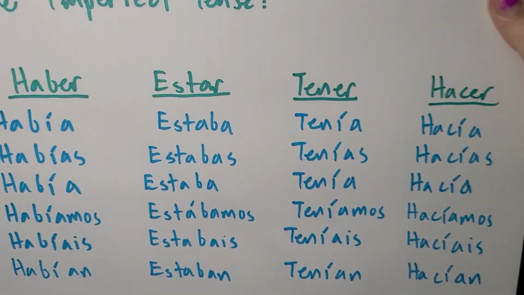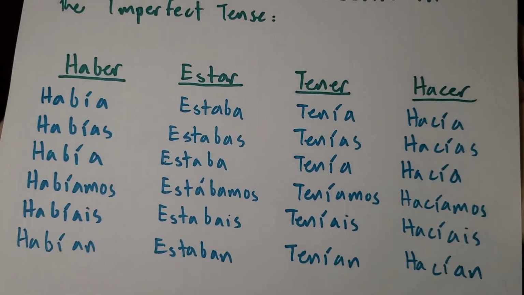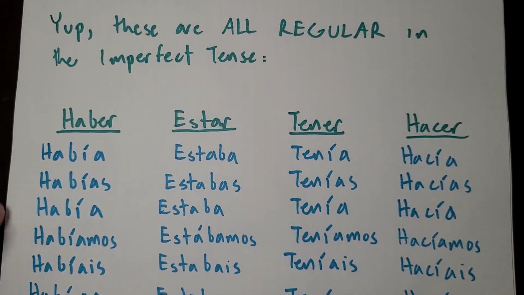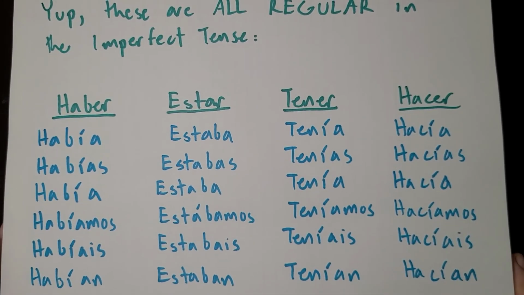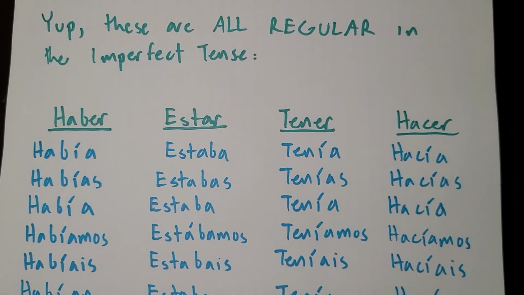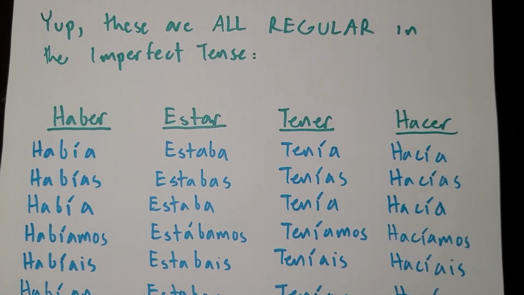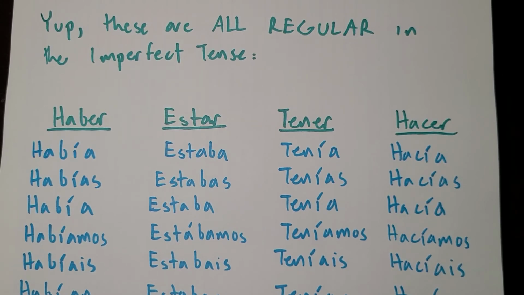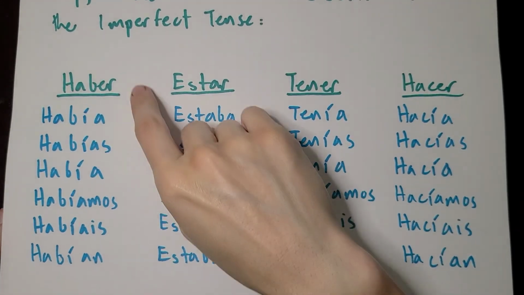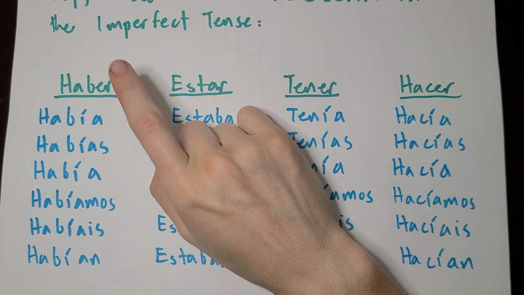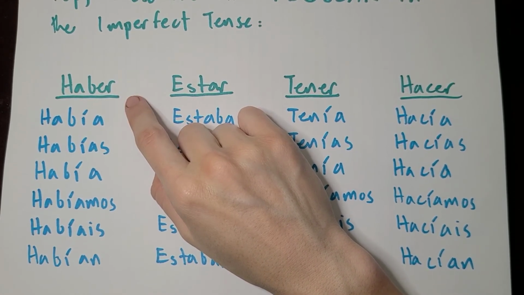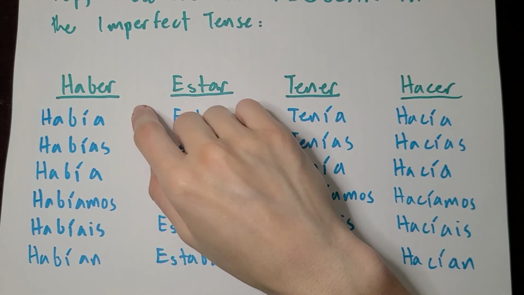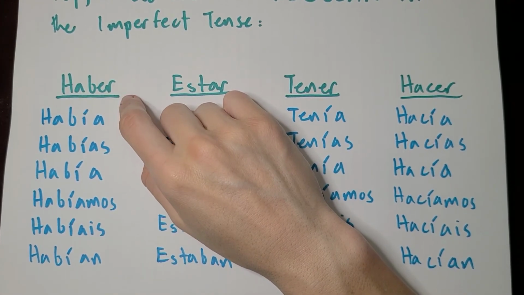Okay, so the last thing I want to say is I just want to confirm with you. Yep, all these verbs that normally are the troublemakers that are irregular in every single tense you've ever heard of, they are regular in the imperfect tense. Just use the rules that you know. So, haber is extremely useful. You don't really hear this conjugated in too many different ways. It's usually in the present tense or the imperfect tense, in my experience.